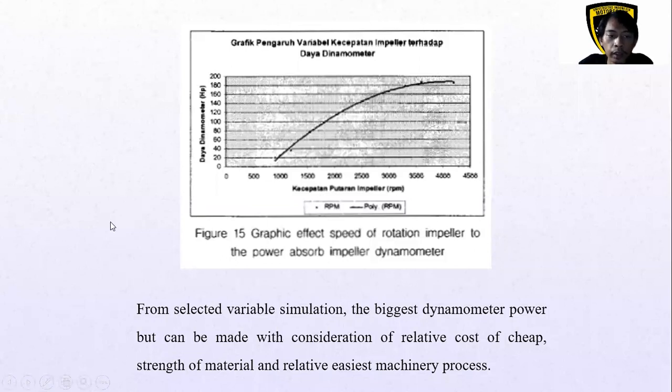And the last graphic, in figure 15, shows the effect of impeller rotation speed on the power absorbed by the impeller dynamometer. In Indonesian, grafik pengaruh variabel kecepatan impeller terhadap daya dynamometer. From the selected simulation variables, the biggest dynamometer power can be obtained, but it must be made with consideration of relative cost, strength of material, and relative ease of the machining process.